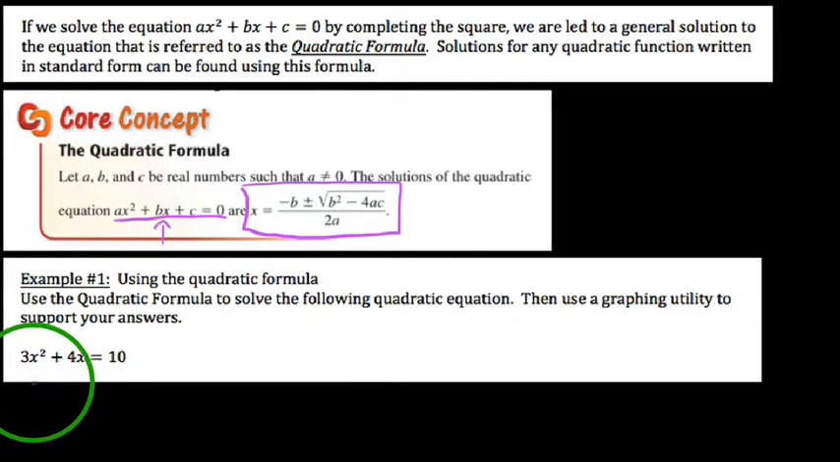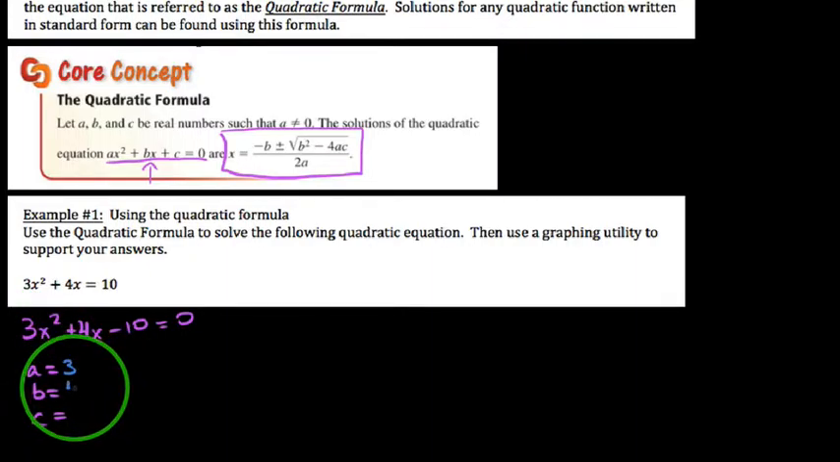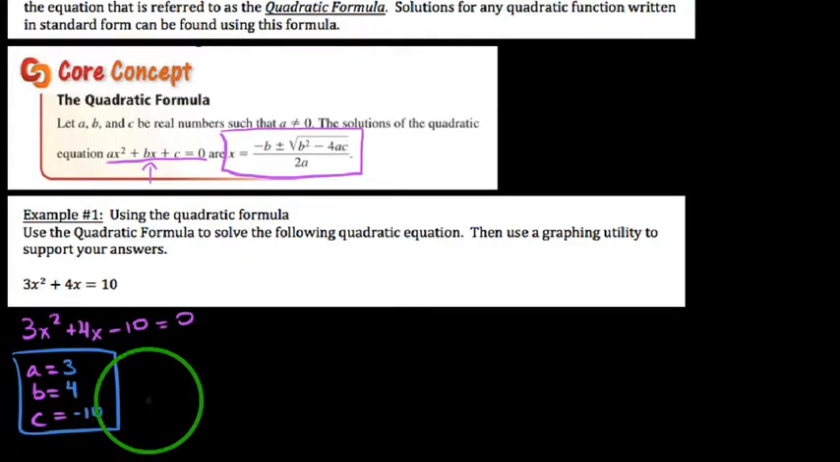So when you're using the quadratic formula, keep in mind that the very first thing we want to do is make sure that we have it in standard form and that it is equal to 0. And the next thing we're going to do is identify the values of a, b, and c, and we can just list these off on the side. So it seems that our a value here is 3, our b value is 4, and then our c value is negative 10.